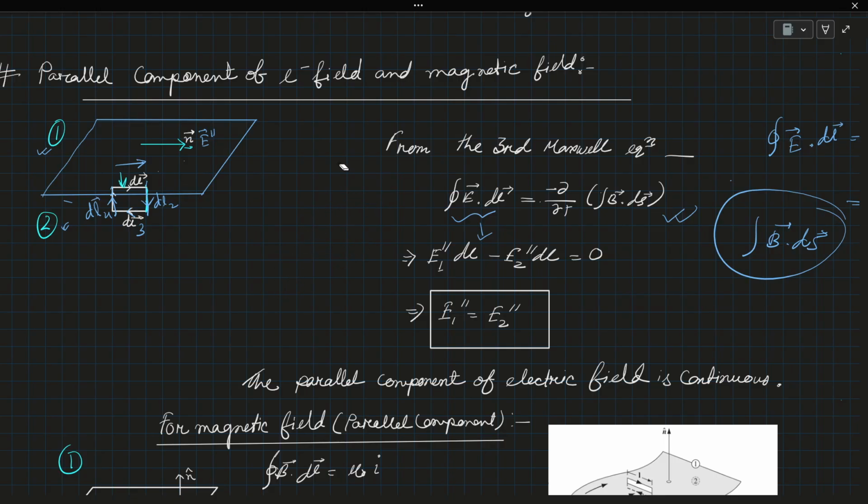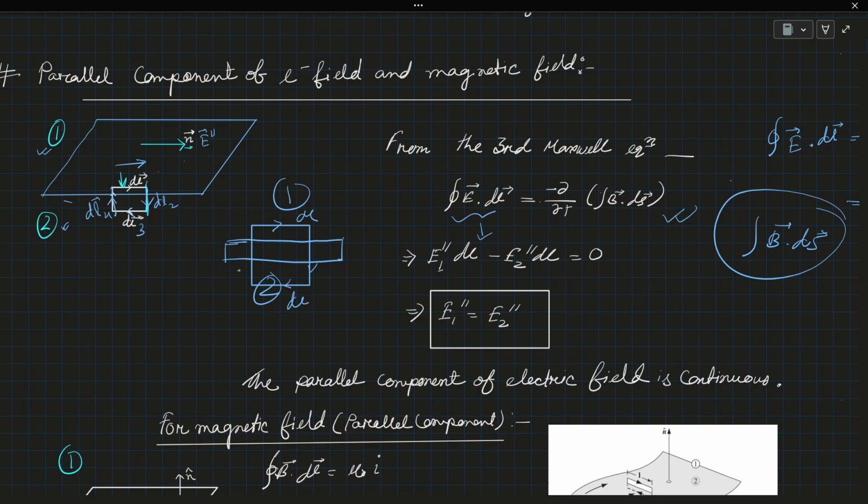Okay, so let's say this is medium 1, this is medium 2, and this was the interface. Now I have considered the Amperian loop like this, right? So this is dl, again this is dl.